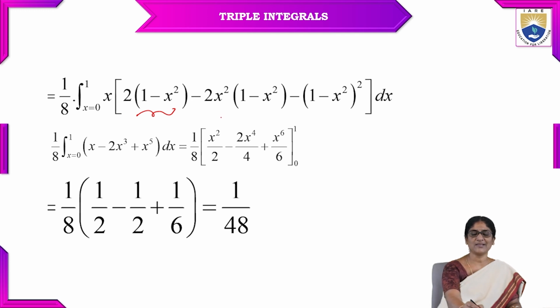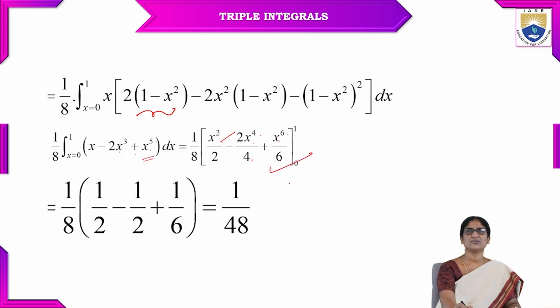You can get it in the simplest form. The simplest form is x minus 2x cube plus x to the power of 5. Integral of x is x square by 2, integral of x cube is x to the power of 4 by 4, integral of x to the power of 5 is x to the power of 6 by 6. So now we have already integrated, and the x limits are from 0 to 1, which means wherever x is there, you can put 1 as the upper limit and 0 as the lower limit.